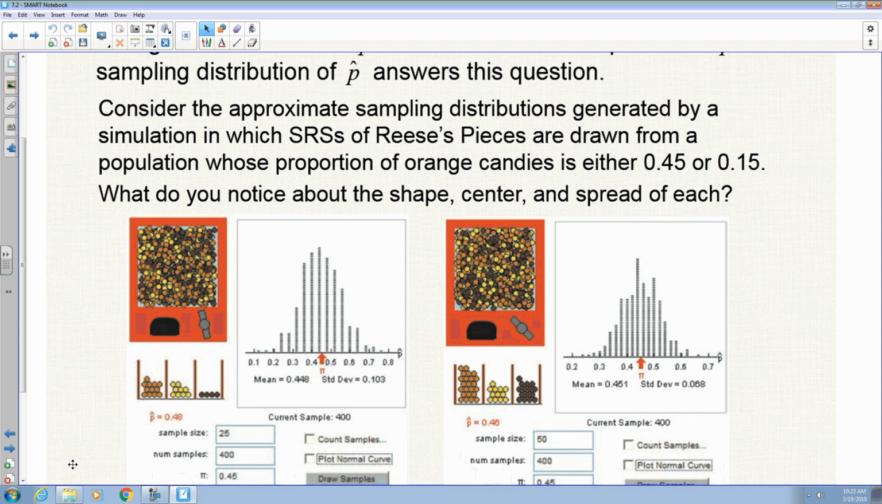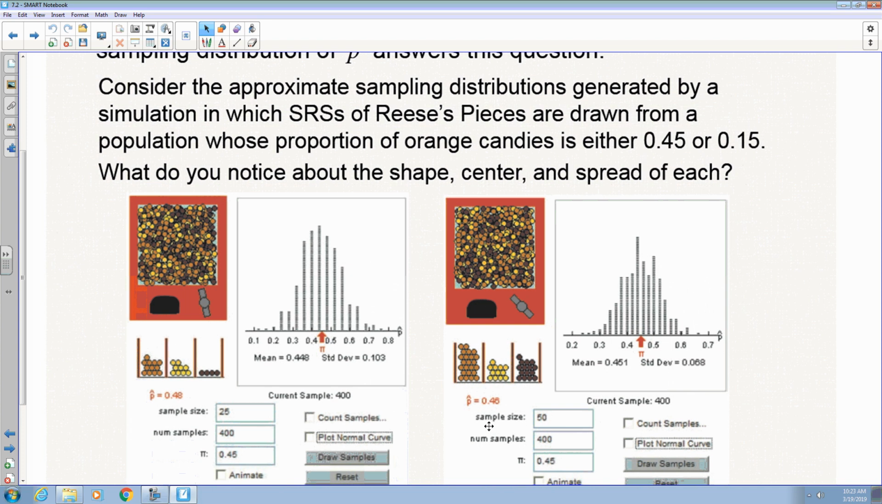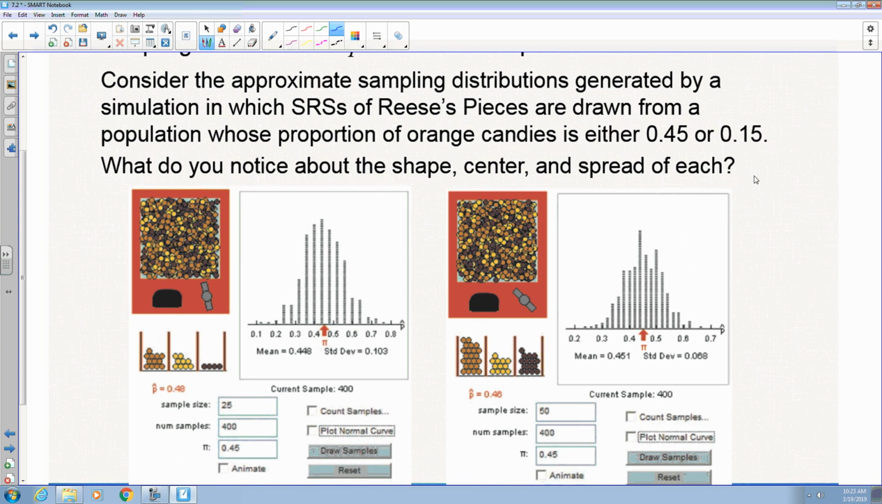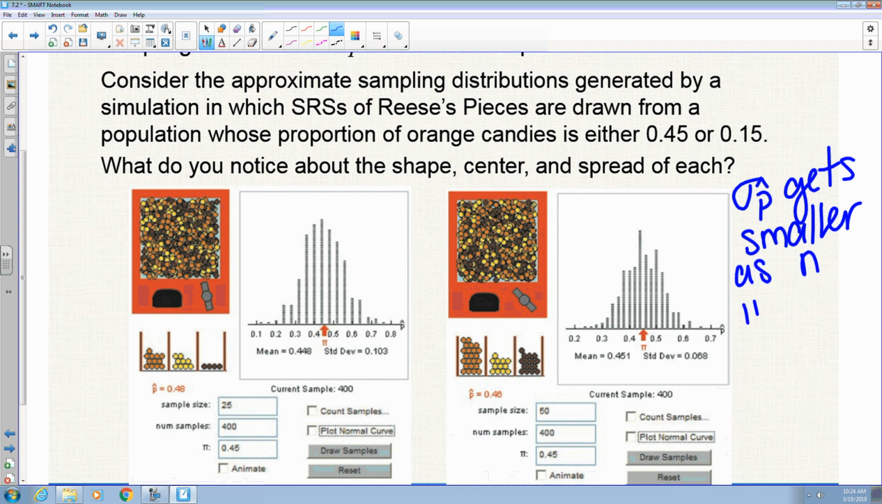Well, it looks like as we go from the sample size of 25 to the sample size of 50, the standard deviation has gotten smaller, and the mean proportion, which we know to be 0.45, is getting closer and closer to 0.45 as the sample size gets larger as well. So sigma of p hat gets smaller as the sample size increases.